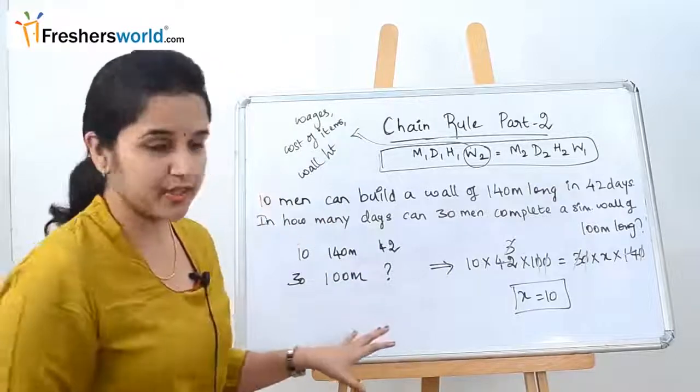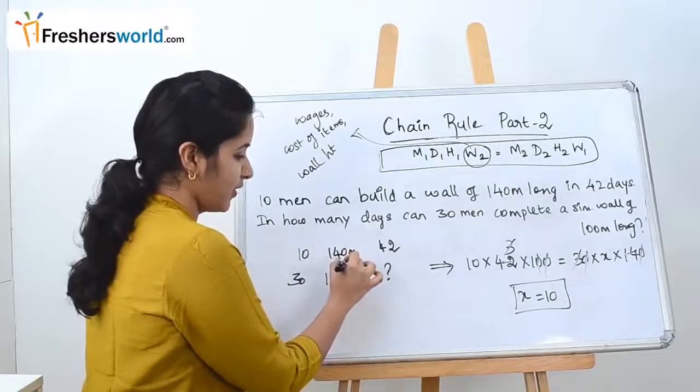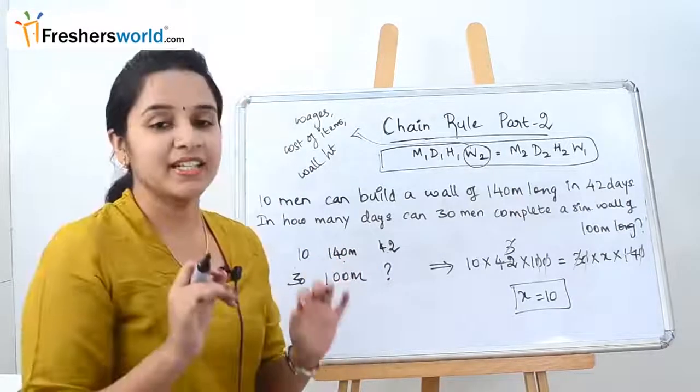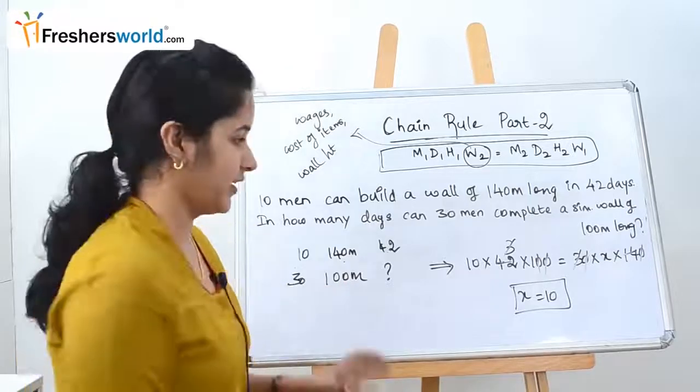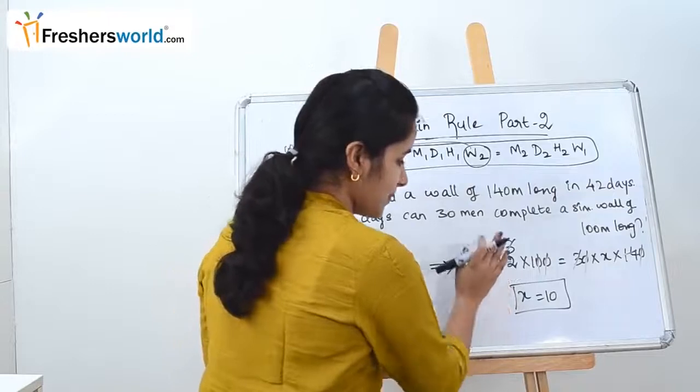So what did we do here? We took the sum. We first write the given data of it. 10 men 140 meters long, 42. As we see the height of the wall here, we are going to interchange the data of height of the wall here. So everything will be in order, like the number of men, number of days will be as such.